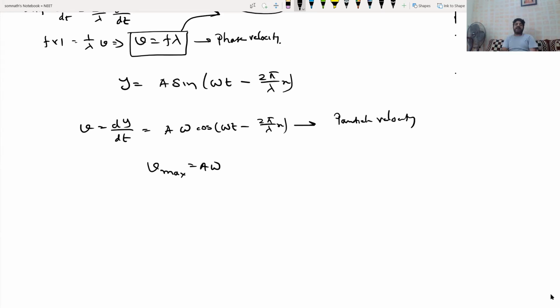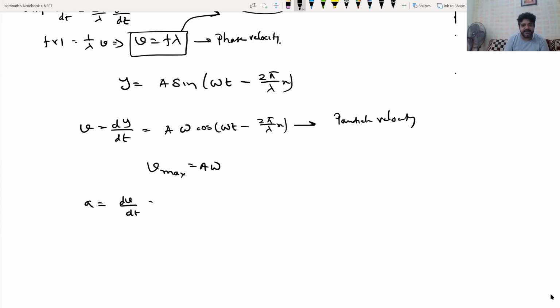Particle velocity means the way the particle is vibrating, the to-and-fro motion. That is not the speed of the wave. That is the vibration of the wave, the vibrational speed of the wave. That is called the particle velocity. Now the acceleration.